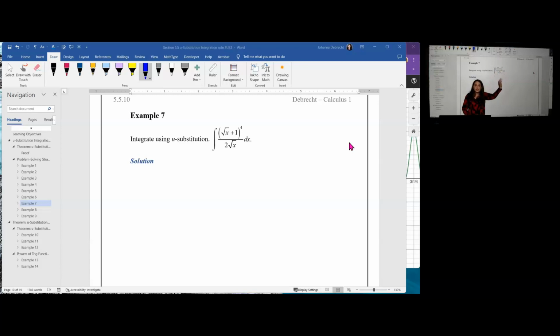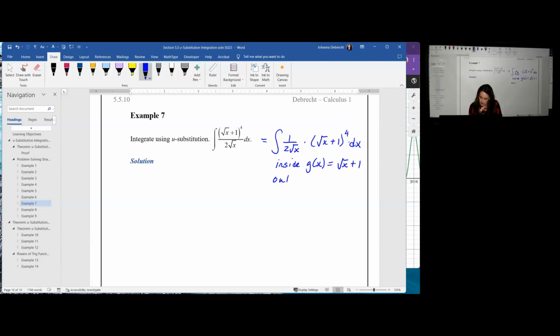It looks like division, but I could rewrite this so that it looked like multiplication. In other words, I could write this as 1 over 2 square root of x times the square root of x added to 1 to the 4th power dx. Again, my inside function, which is g of x, is going to be the base of the thing raised to the 4th power. And my outside function is going to be that 4th power.